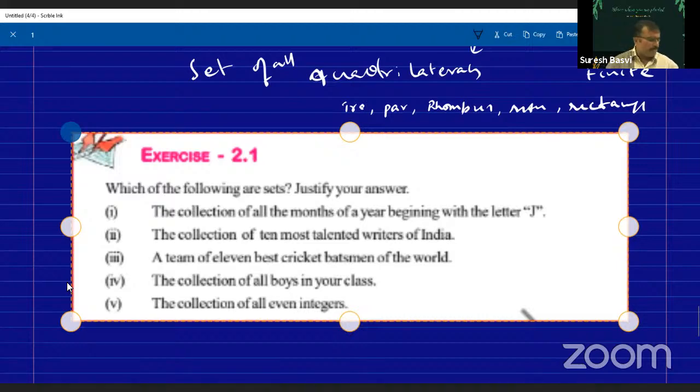Exercise 2.1. Which of the following are sets? Justify your answers. So please type the answers. There is no need for me to tell these problems. Why? Because you are all well equipped people. So Vijay Kumar, very good.